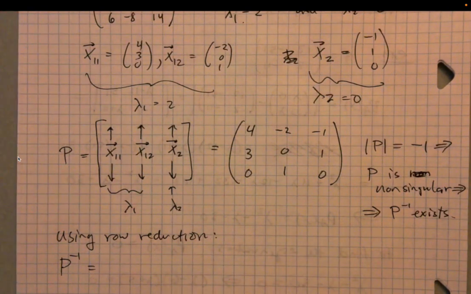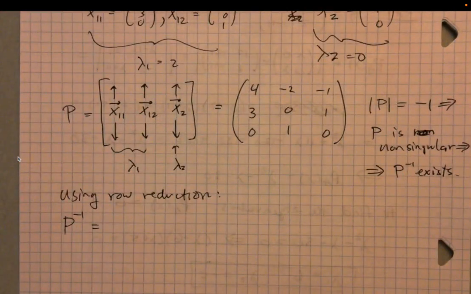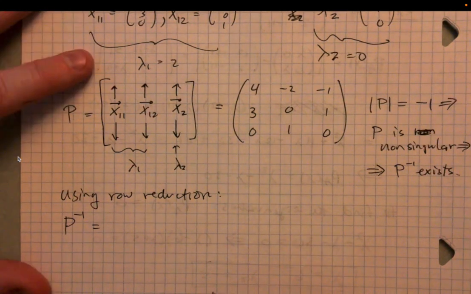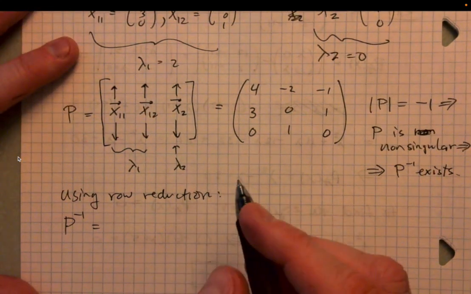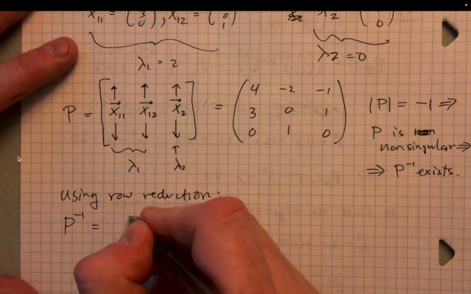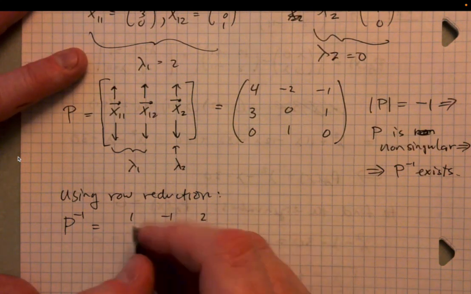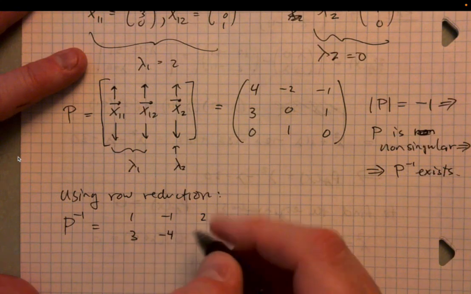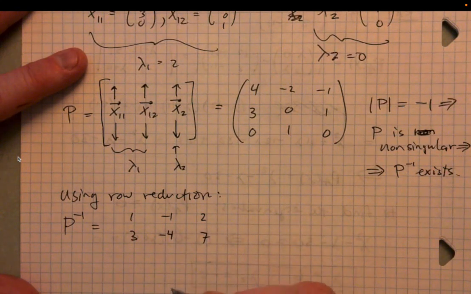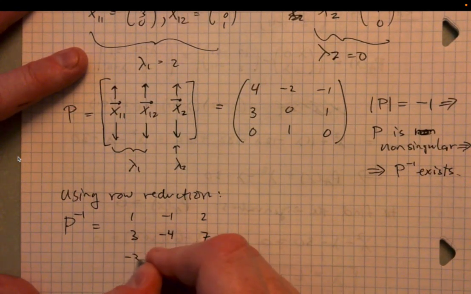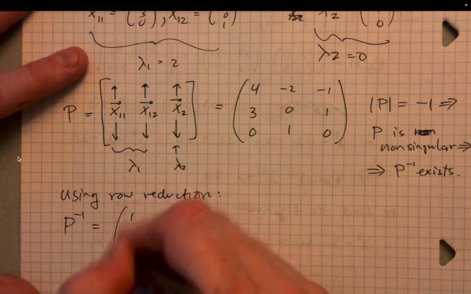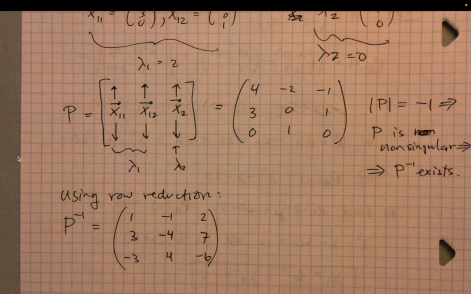To find the inverse, whatever method you want to use, row reduction is probably the most efficient. But we do need the inverse, and the inverse turns out to be 1, -1, 2, 3, -4, 7, and -3, 4, -6, right? So this is the inverse of P. Okay, so we've got our P matrix, and we've got our inverse P matrix.